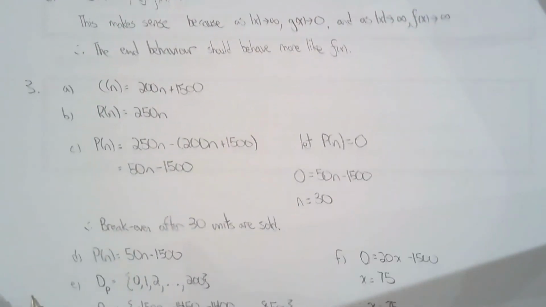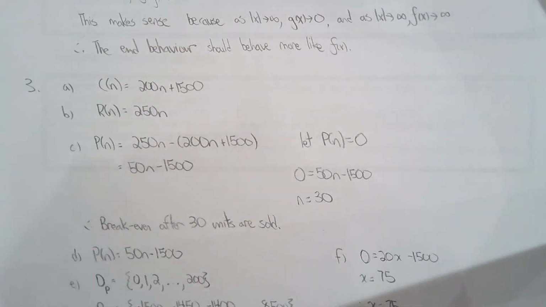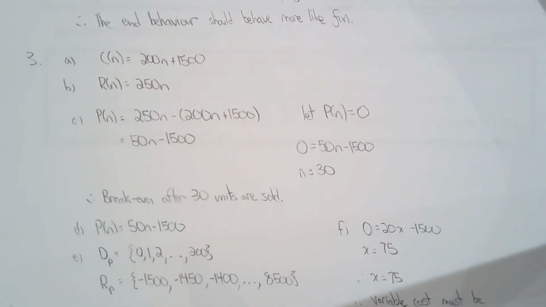For question 3, we have the cost function, the revenue function, and the profit function. Not much to say, it's just like our handout that we did together. They ask us when they break even. So let P of n equal 0, when the revenue and the cost are equal to one another. So that's after 30 units sold.